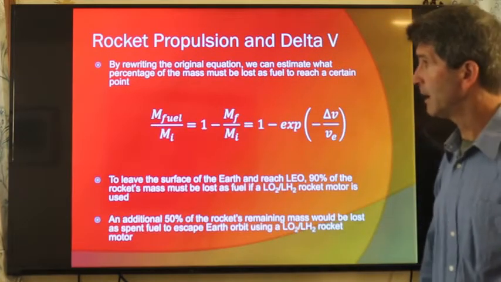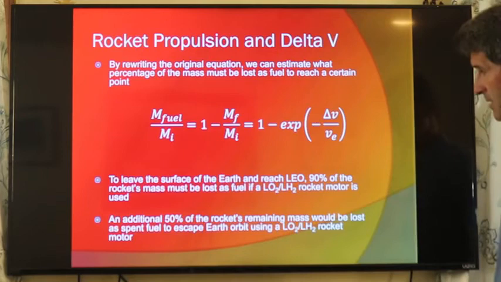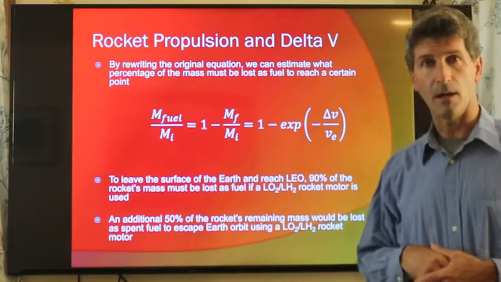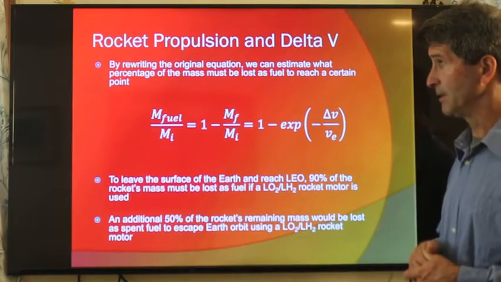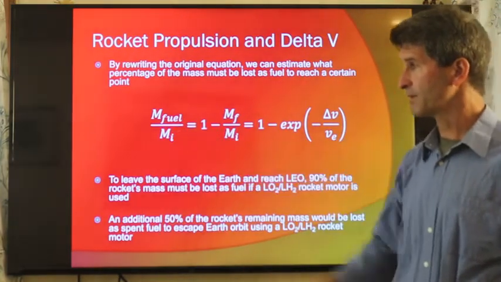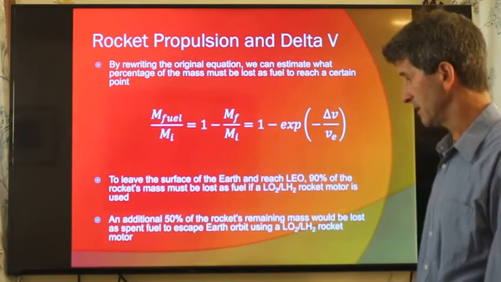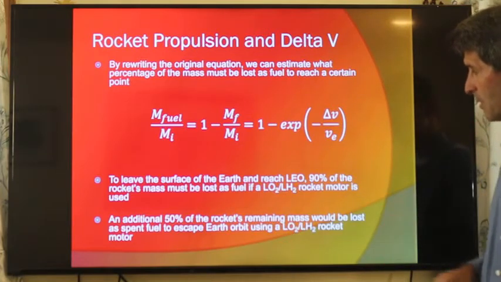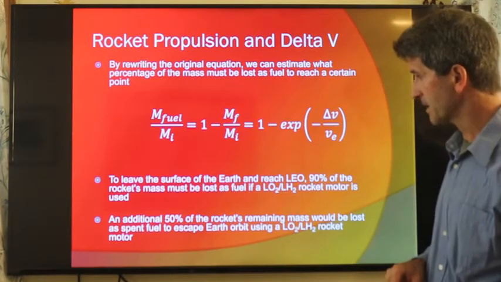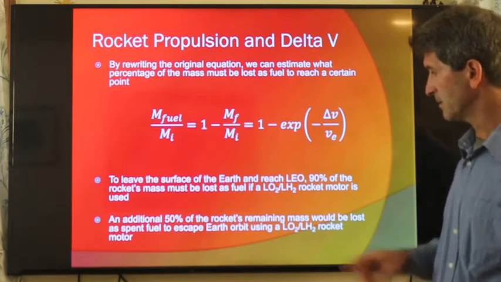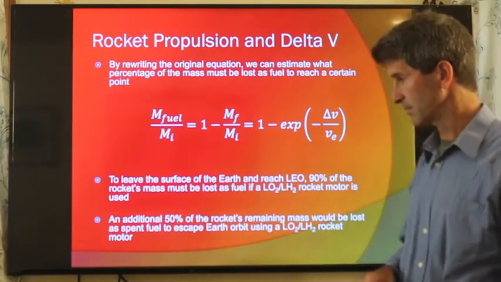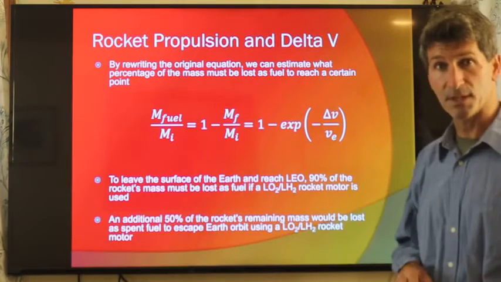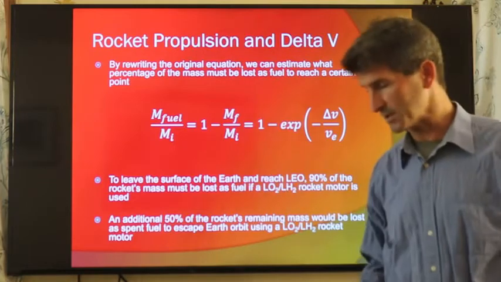And again, this is the crazy formula that is used to find how much mass you need. This tells you how much mass you need compared to the mass of the rocket initially. And calculations just to reach orbit, 90% of the rocket's mass has to be used even for the most efficient liquid oxygen, liquid hydrogen rocket. And again, an additional 50% of the 10% that's left over has to be used in an additional stage.